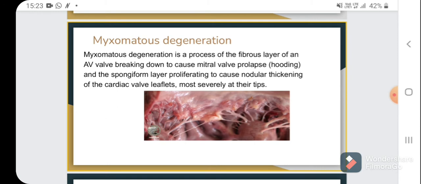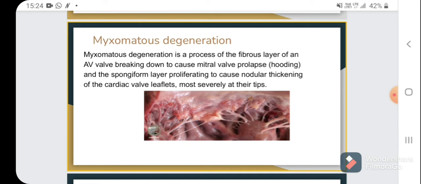Okay, if we look at the literal meaning of myxomatous, it is a term derived from the word myxoma. Myxoma is derived from a Greek word, myxa, that means mucus. So, myxoma is a non-cancerous tumor growth in medical terms. These tumors contain mucus or gelatin-like substance.